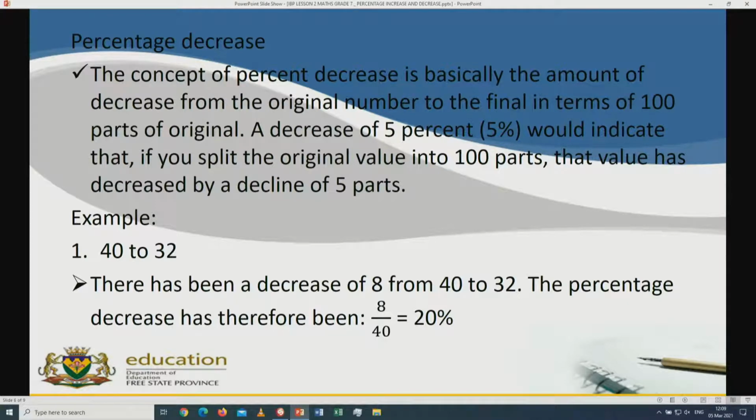Let us have a look at this example. 1. A number 40 has decreased to 32. And therefore, what will be the difference? Remember, we always said the next number, subtract the first. Here, if I have 32 subtracting 40, I would have what? A negative 8. That indicates what? A decrease. Therefore, there has been a decrease of 8 from 40 to 32. Now, the percentage decrease is the difference between 40 and 32, which is 8. We divide it by the original number 40. Then we multiply it by 100. Then we get 20%.